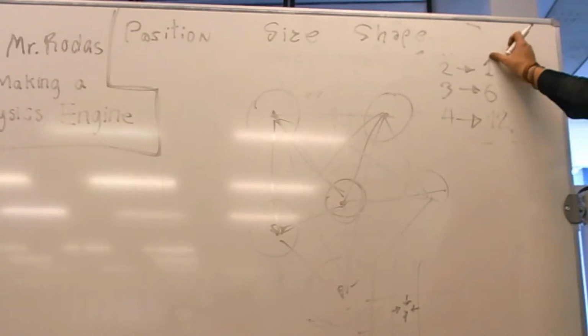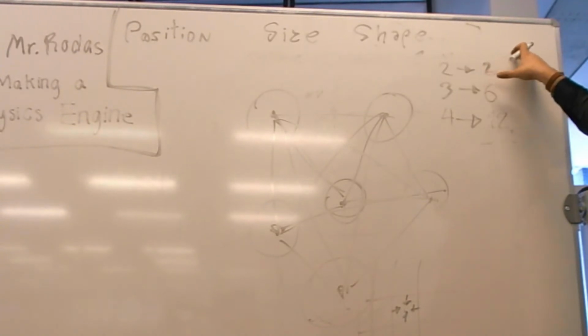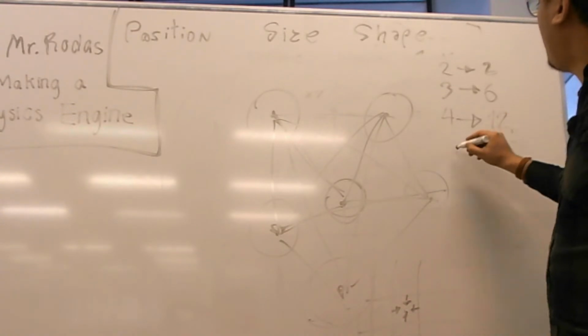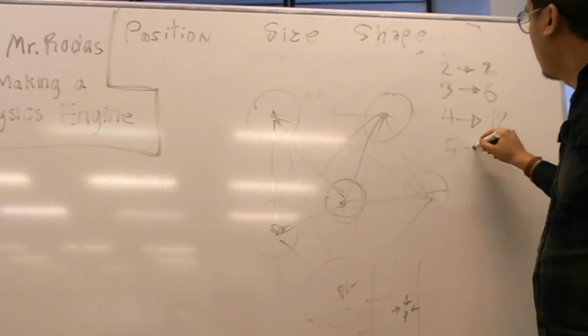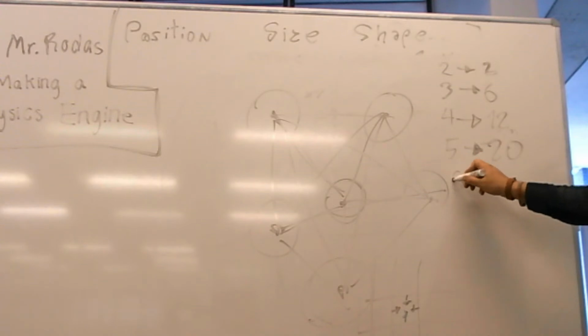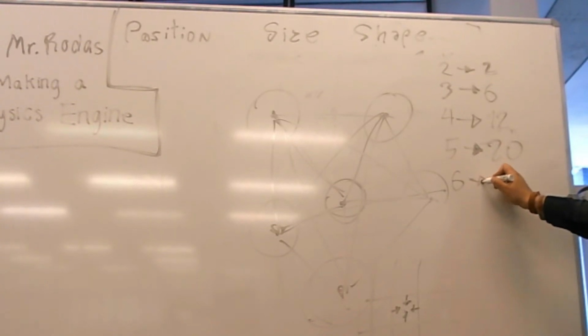You're right. In this method, this is the bad way to do it, but yes. For five, it'd be 5 times 4, 20. For six, it'd be 6 times 5, so 30, and so on and so on.